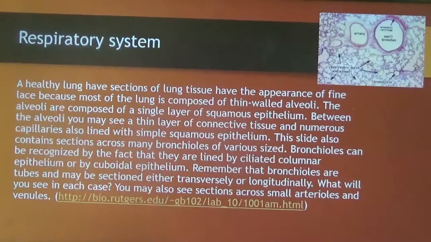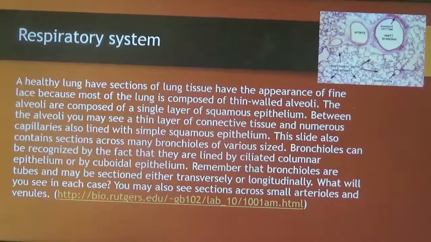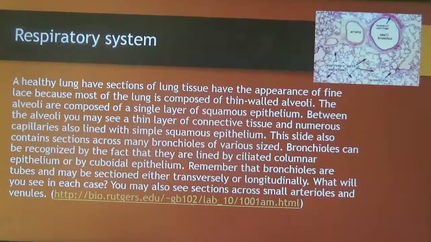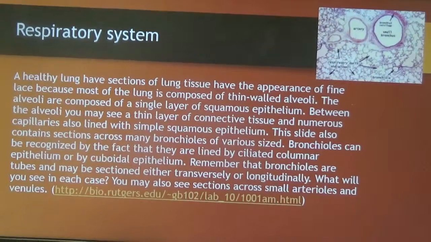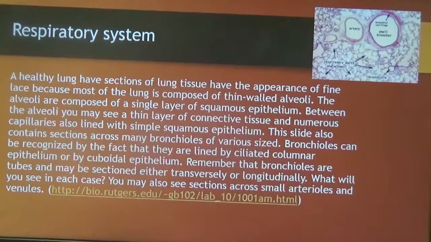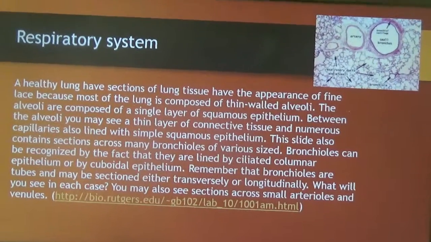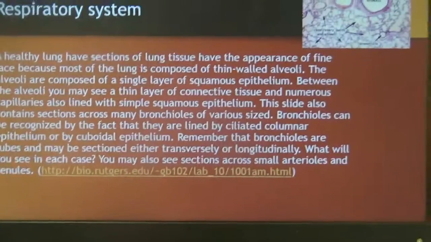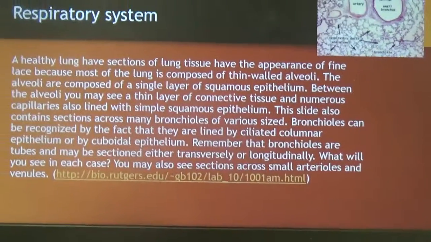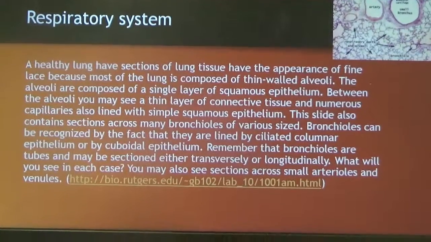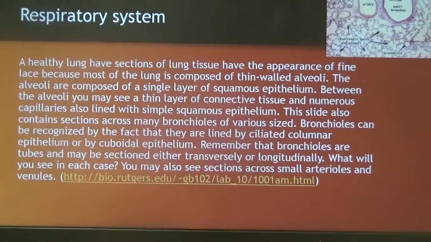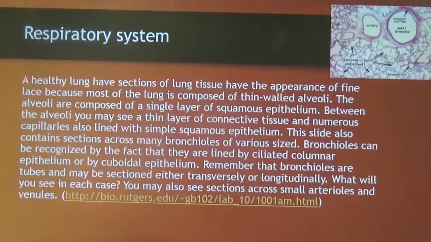Bronchioles can be recognised by the fact they are lined by ciliated columnar epithelium or by cuboidal epithelium. Remember that the bronchioles are tubes and may be sectioned either transversely or longitudinally. What will you see in these cases? You may also see sections across small arterioles and venules, according to the following website.